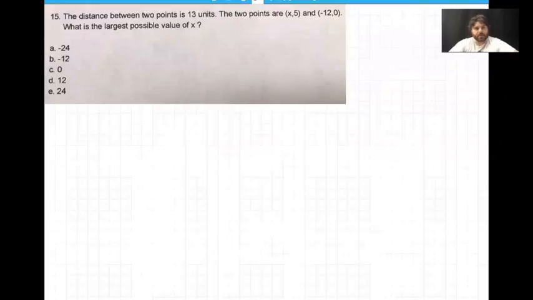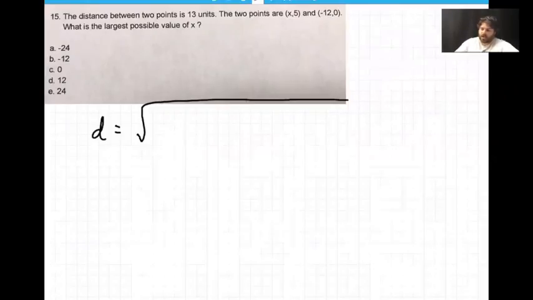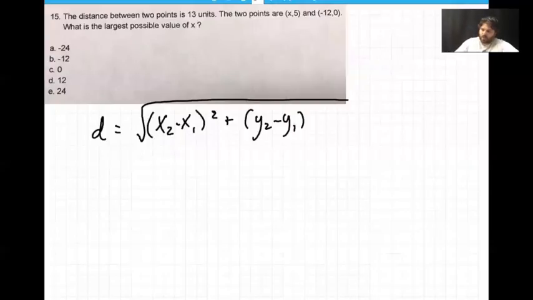All right, the distance between 2 points is 13 units. The 2 points are (x, 5) and (-12, 0). What is the largest possible value of x? All right, talking about distance here, I go straight to the distance formula, right? The square root of (x2 minus x1) squared plus (y2 minus y1) squared, that's the distance. So plug in what you know. They tell us the distance is 13, so we plug that in.